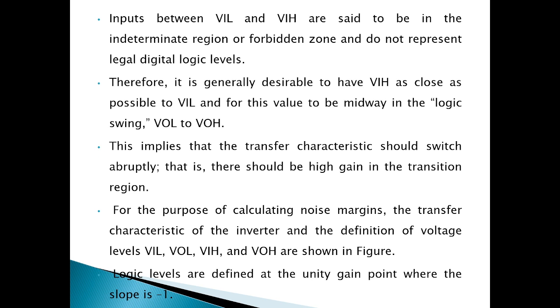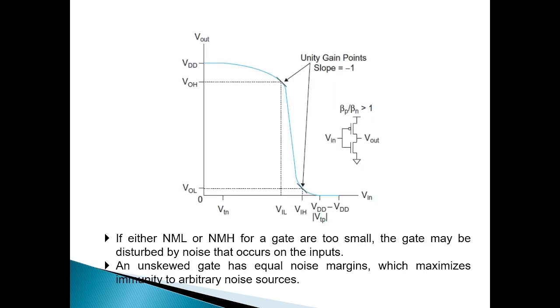For the purpose of calculating noise margins, the transfer characteristics of the inverter and the definition of voltage levels VIL, VOH, VOL, VIH are shown in the figure. Logic levels are defined at the unity gain points, where the slope is 1, as shown in the figure.